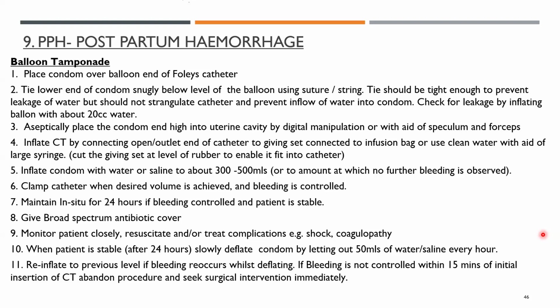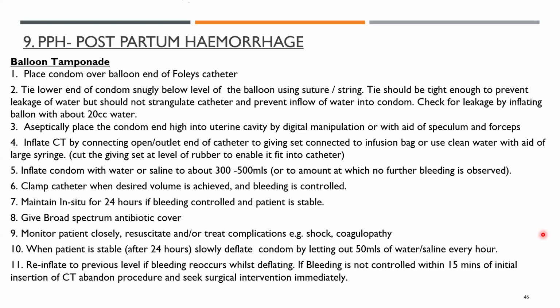Next, check for any leakage by inflating the balloon with around 20 cc's of water. Once you've identified you have no leakage, it's intact, go in and aseptically place the condom's high end into the uterine cavity by either digital manipulation or with the aid of a speculum and some forceps.